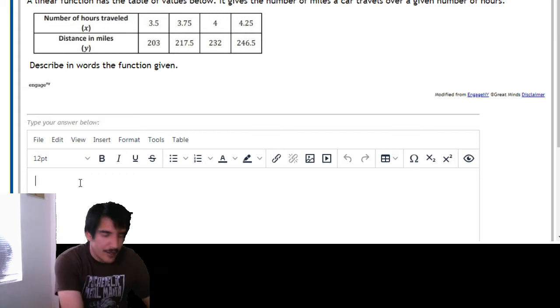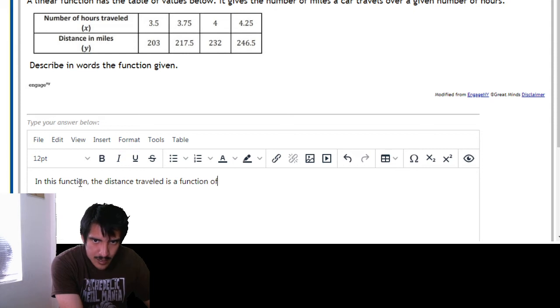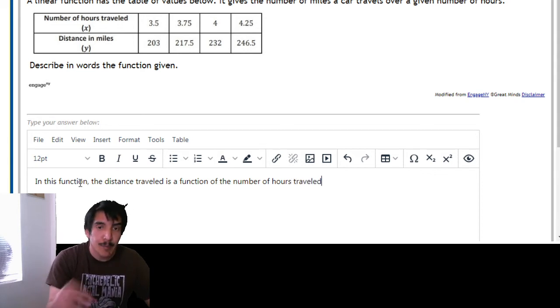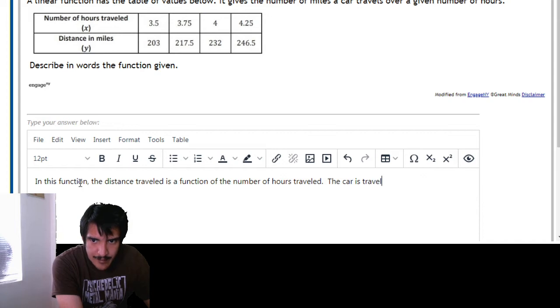It says describe in words the function given. In this function, the distance traveled is a function of the number of hours traveled. When we say something is a function of something else, it means it depends on that other thing. So the distance traveled depends on the number of hours traveled. The car is traveling at a rate of 58 miles per 1 hour.